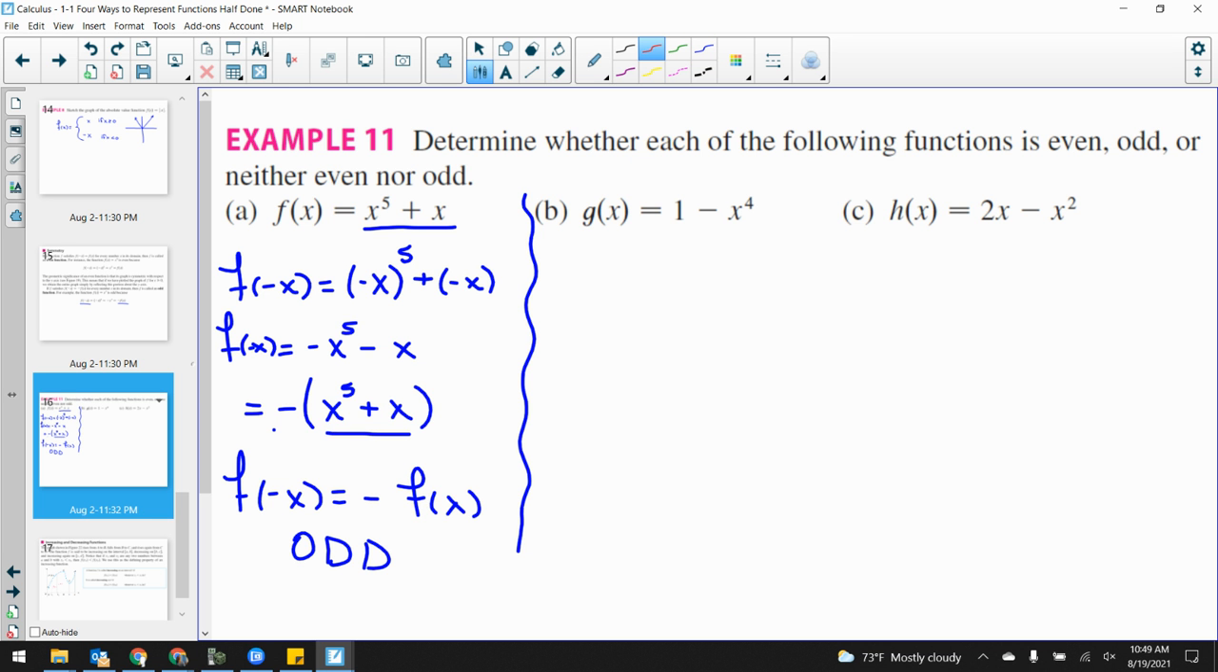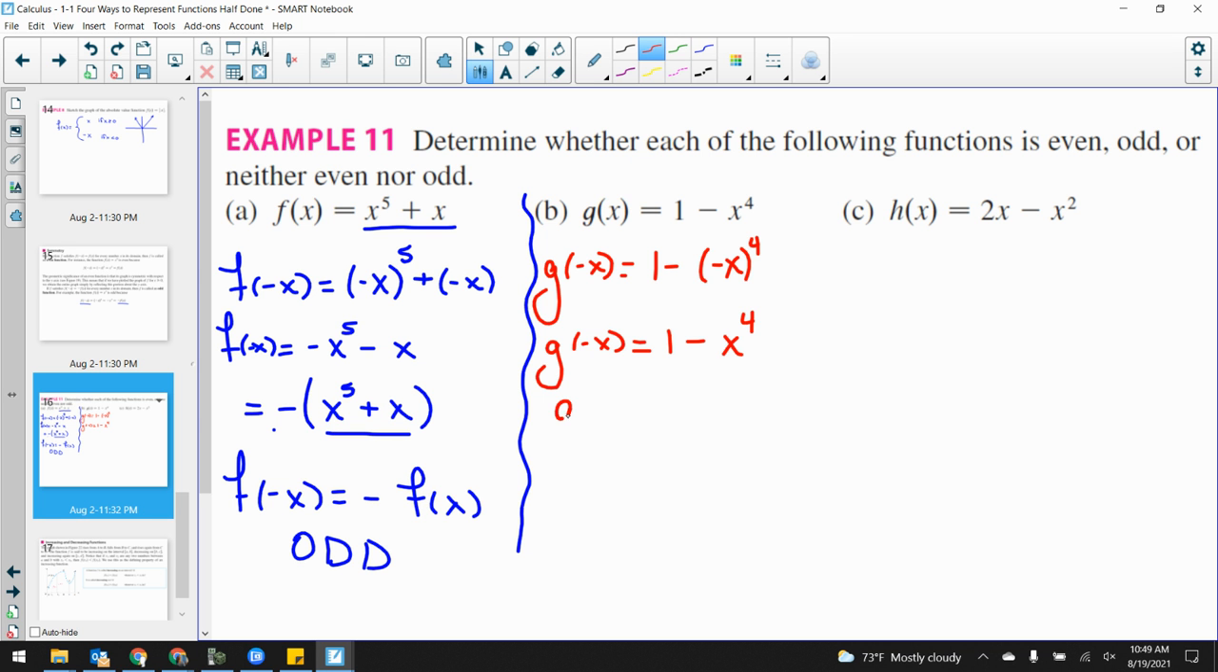Let's plug in g of negative x. Well, this would be 1 minus negative x to the fourth power. For any even-powered function, what happens to the negative? It goes away, right? Negative x to the fourth turns into just positive x to the fourth. So g of negative x is really equal to 1 minus x to the fourth, right? And isn't that what we started with?